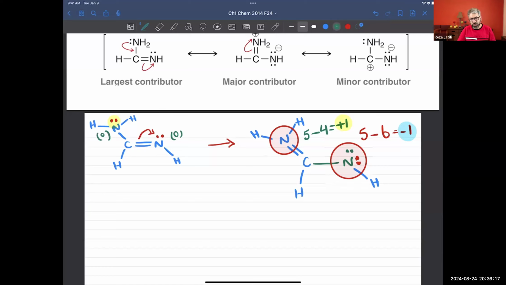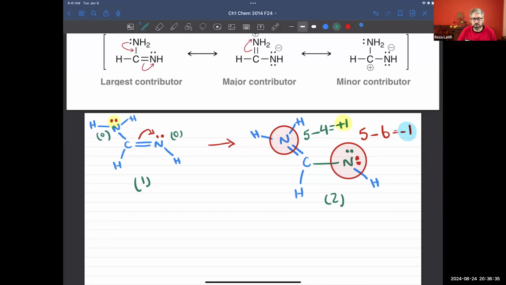Until now, which one is the better Lewis structure? The one on the left. Let's call this one 1, and call that one 2.